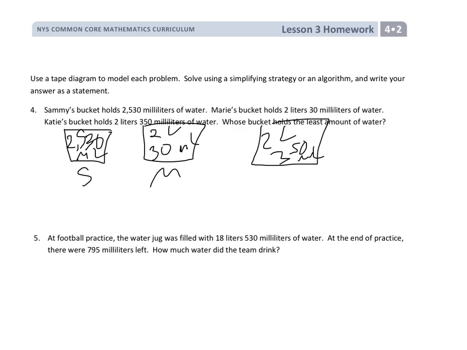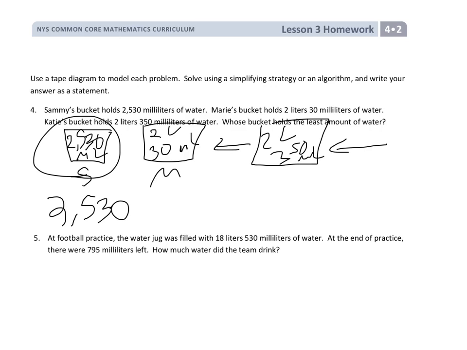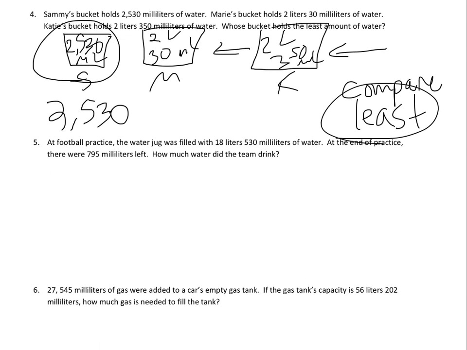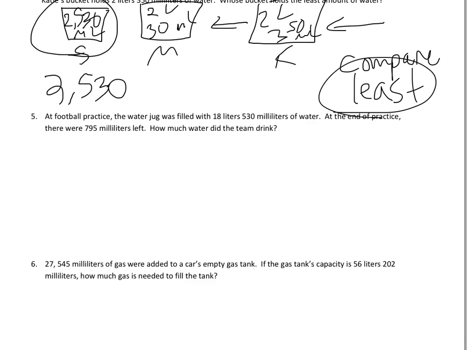It says whose bucket holds the least amount of water. So here you have a liter and milliliter mixed unit, liter and milliliter mixed unit. You may want to change them all into milliliters. So Sammy's is already in milliliters. You may want to change Marie's into milliliters, and then Katie's. That way you can compare all 3 numbers, and then you can decide who has the least. Least means, again, smallest.